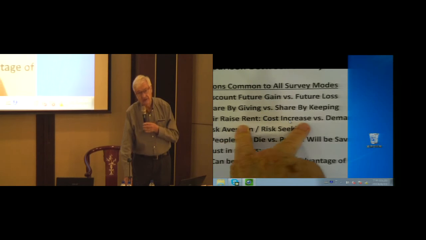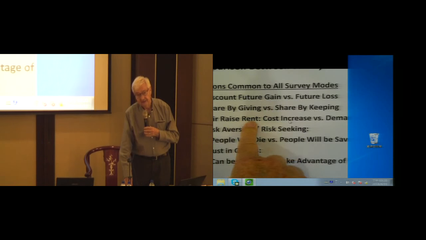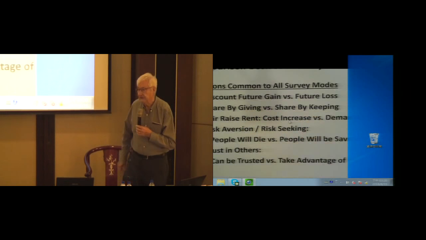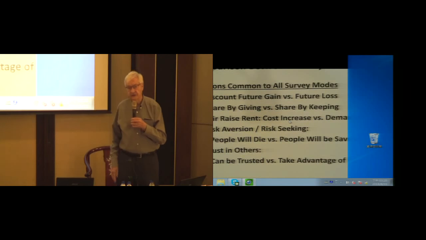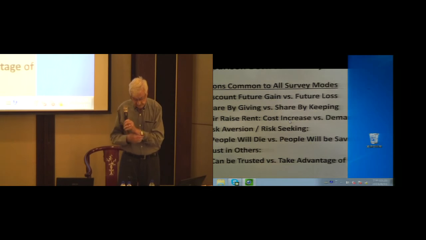And this is the one I talked about yesterday. Is it fair to raise the rent as a result of increases in cost? Is it fair to increase the rent as a result of scarcity of rental housing?